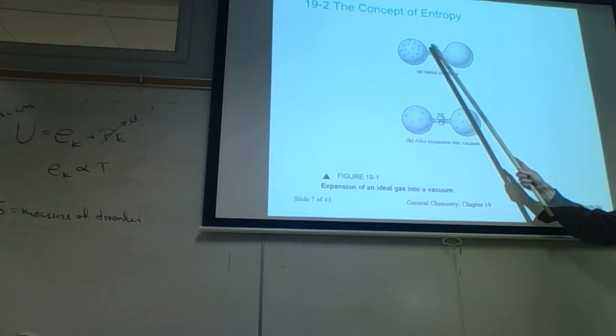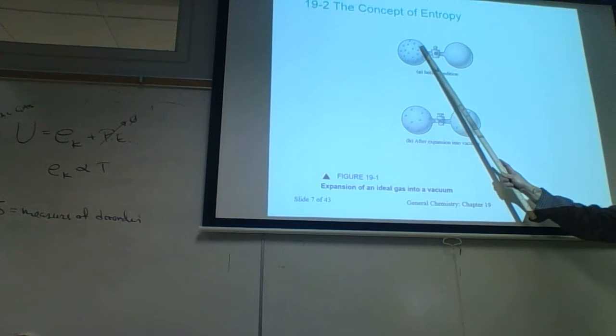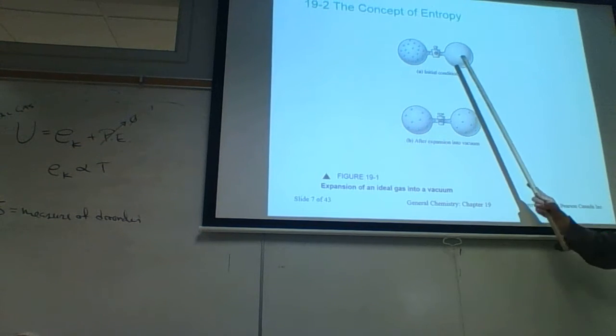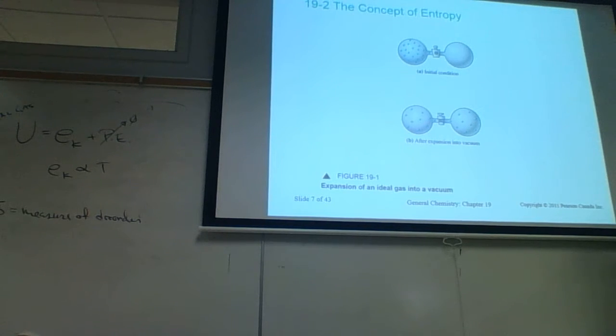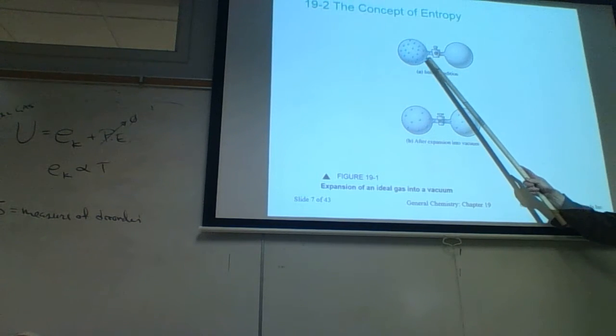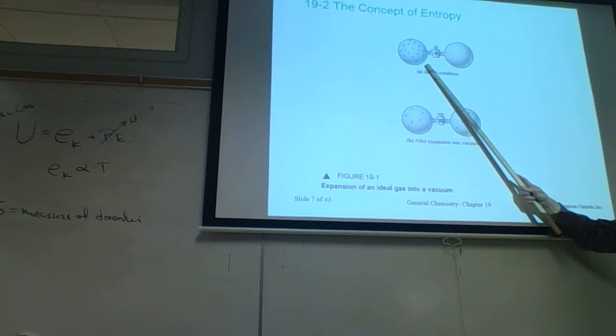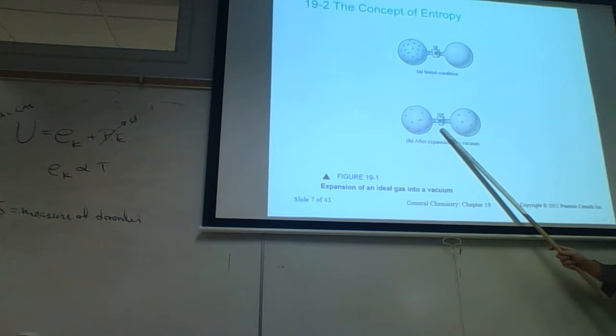And so here you can see all the molecules are in the left flask, but after we open this, the molecules distribute themselves between both flasks. And so here, in this case, it's more ordered, more constrained. Here, it's less ordered, less constrained.